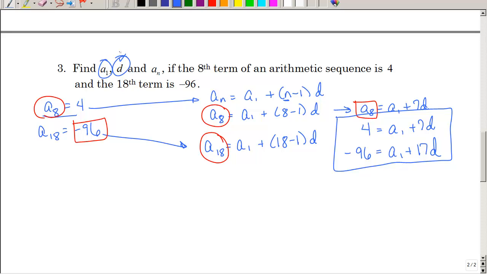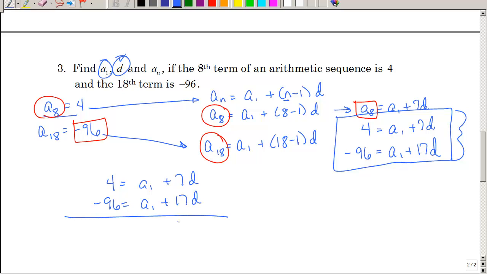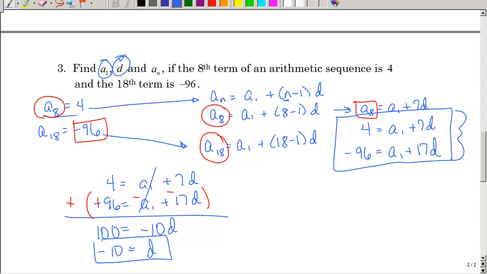So I'm going to use the elimination process, meaning if I take these two equations and I line them up just like they are, I'm going to add them together, but if I just added them together, nothing's going to cancel, so I'm going to subtract this one, so it's going to change all the signs, so that's going to become positive, negative, negative, and then if I add these up and down, that's 100, that cancels, and I have negative 10d. So d is negative 10.